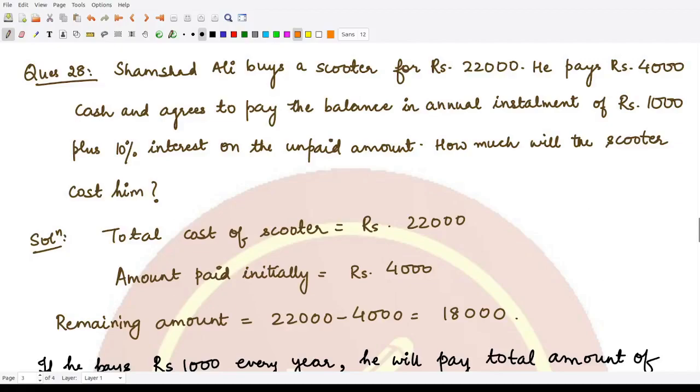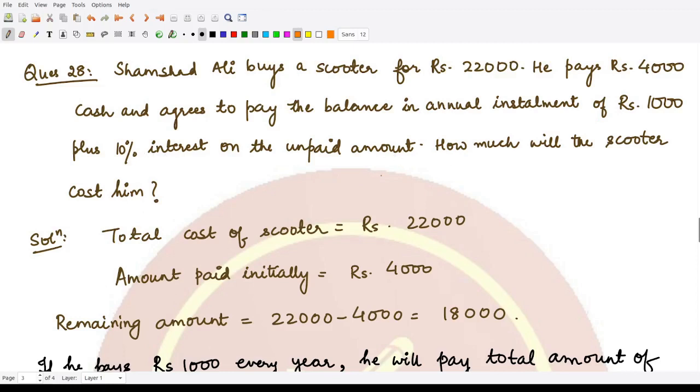In this video, we'll be seeing question 28. Here in this question, they say Shamshad Ali buys a scooter for rupees 22,000. He initially pays rupees 4,000 cash and he agrees to pay the balance in annual installments of rupees 1,000 per year plus 10% interest on the unpaid amount.